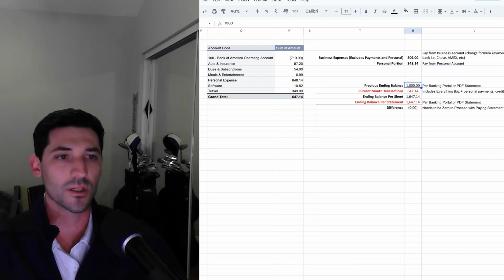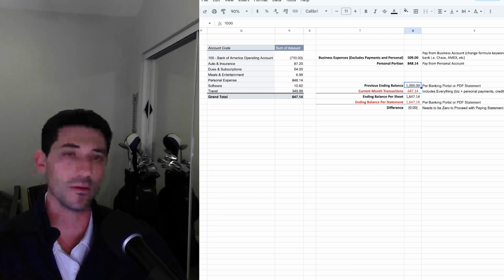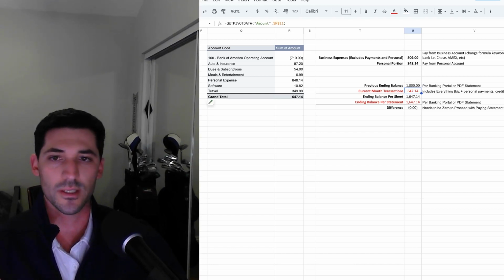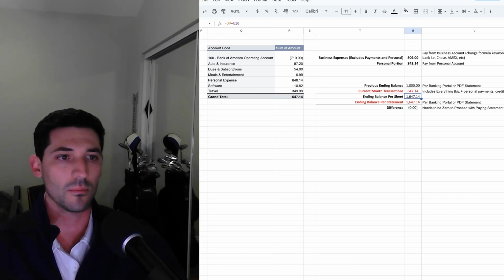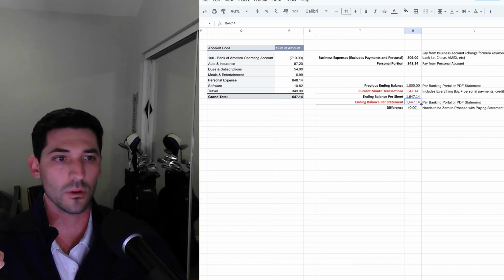Now, the way this works is you punch in the previous ending balance, and the previous month will be in a new tab. So what you can do every single month is just duplicate this tab. I'm in a Google Sheet right now, and punch in the ending balance from that month. This will then total the transactions for the month, and give you a total of what should be the ending balance based on your statement, which you then enter here on your statement.